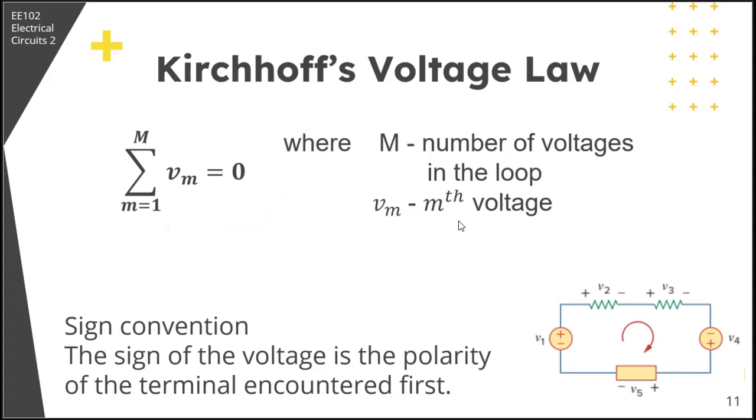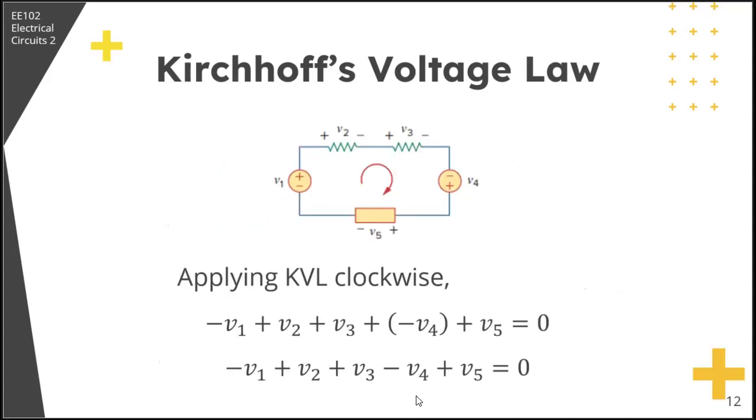Mathematically, KVL is the summation of your voltages equal to 0. For our sign convention, when we do KVL, the sign of the voltage is the polarity of the terminal encountered first. To illustrate that, let's apply KVL here. We can go either clockwise or counterclockwise.